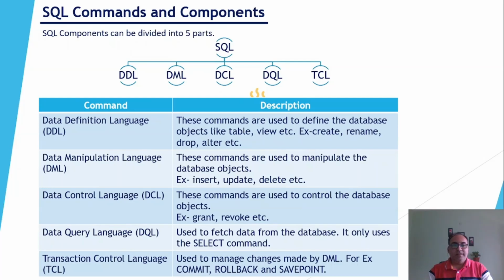Then we have DQL, data query language. As the name suggests, using this we can fetch data from the database. There is only one statement, select, which falls under the category of DQL. Then we have TCL, transaction control language. This is basically used to manage changes made by DML. Whatever changes you make using your DML statements, whether it's insertion, updation, deletion, those transactions can be controlled using TCL. Examples are commit, rollback, and savepoint. These statements fall under the category of TCL.